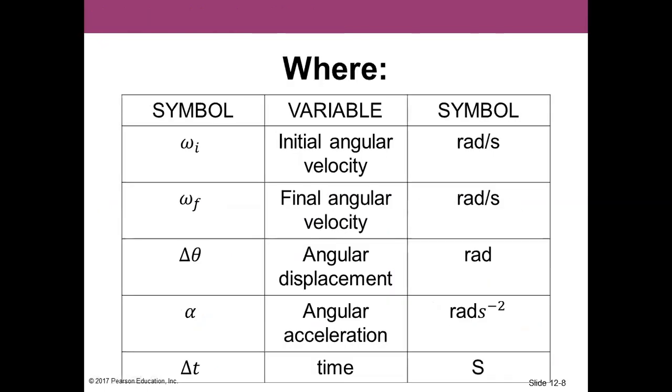So in these equations of motion, omega initial stands for initial angular velocity, which is measured in radians per second. Then omega final is the final angular velocity in radians per second. Then we have theta, which is angular displacement measured in radians. Then we have alpha, which is angular acceleration in radians per second squared. Then we have delta t, which is the time taken in seconds.